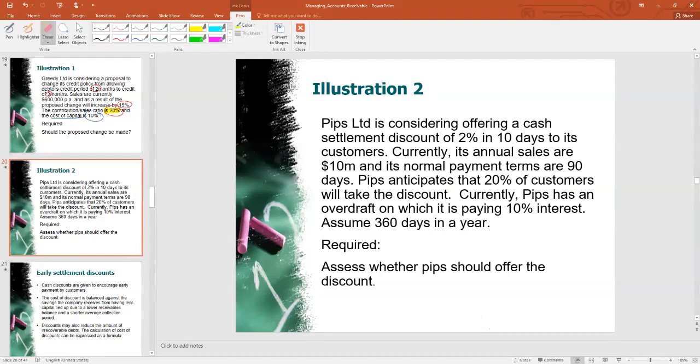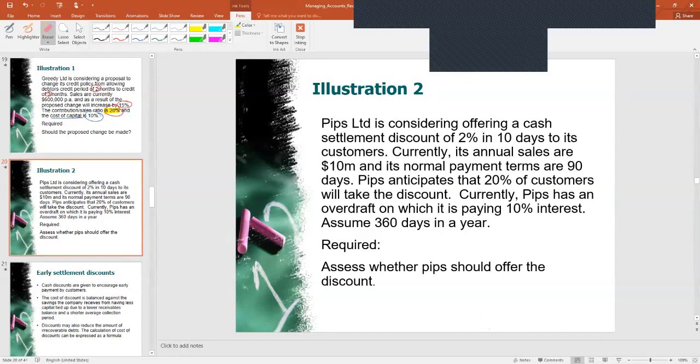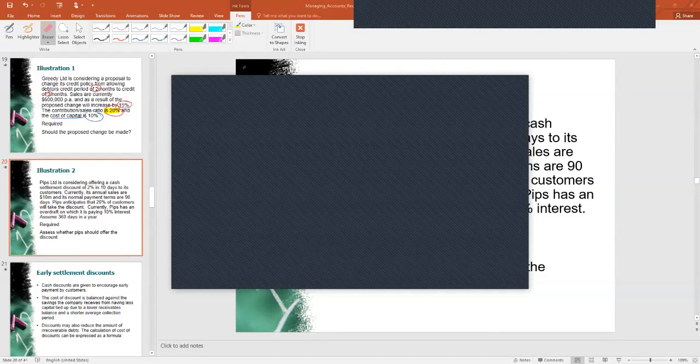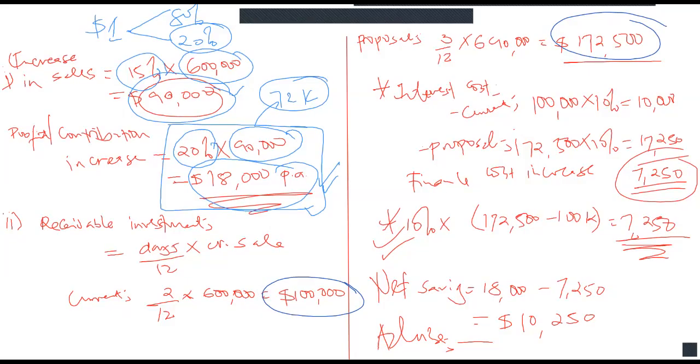Let me just take an image of this, then we go to the board. In this question, we are told that the company wants to offer the customer 2% if they pay in 10 days. So the discount is the cost for the company. The customer will take the discount, but we are told that only 20% of the customers take it. So the sale you make to those customers is 20% of the total sale before the discount, which was 10 million.